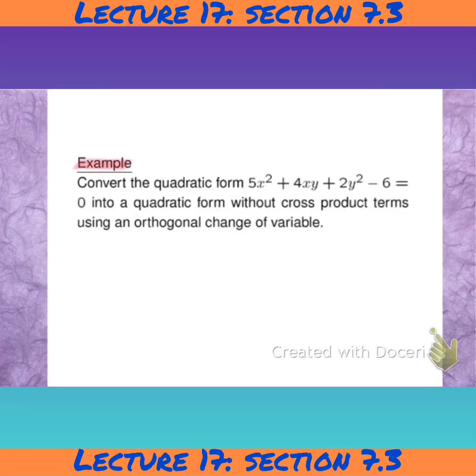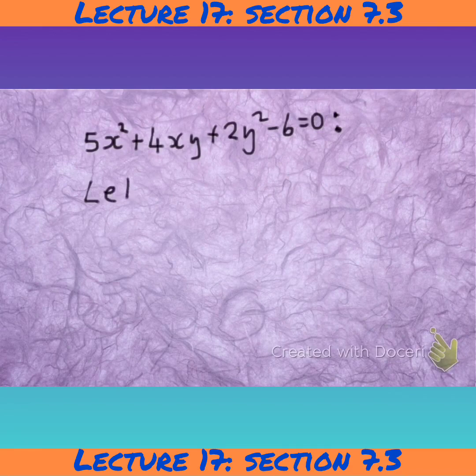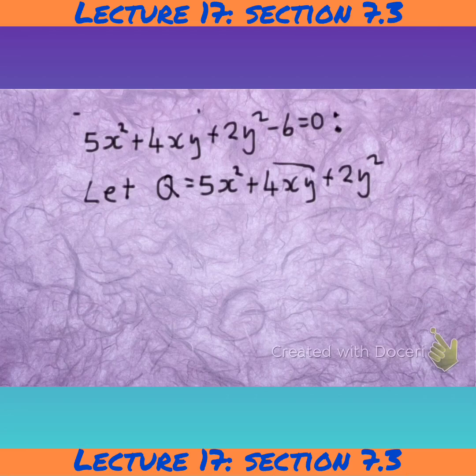So this brings us to the next example. Here they ask us to convert this quadratic form into a quadratic form without cross product terms using an orthogonal change of variable. Right, so we are interested in the first part here. We want to investigate this, we want to get rid of that term there.